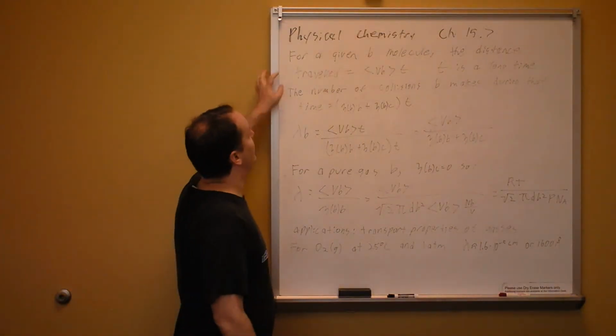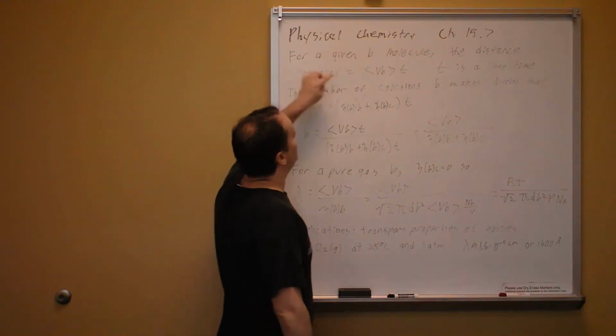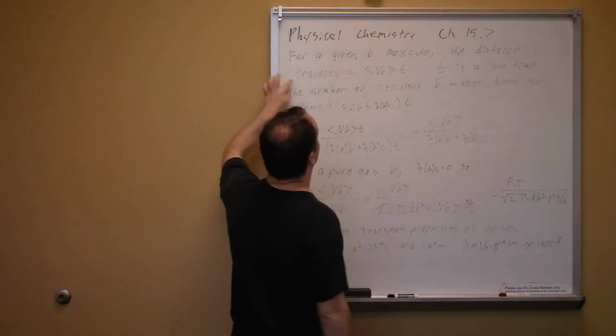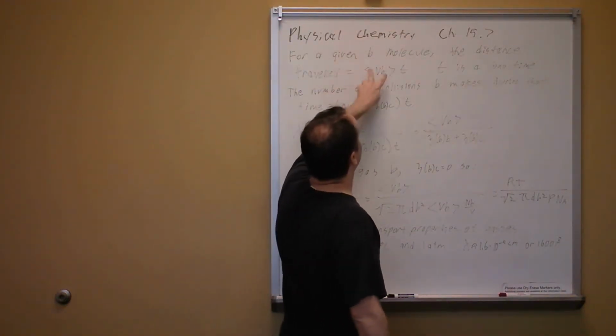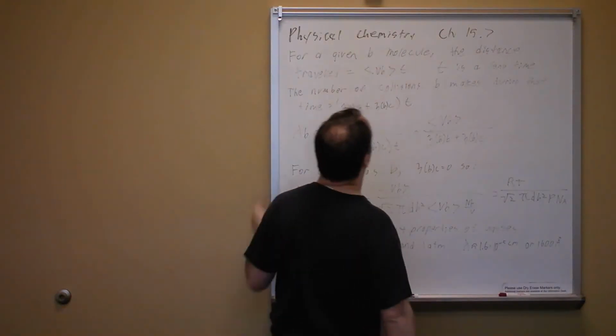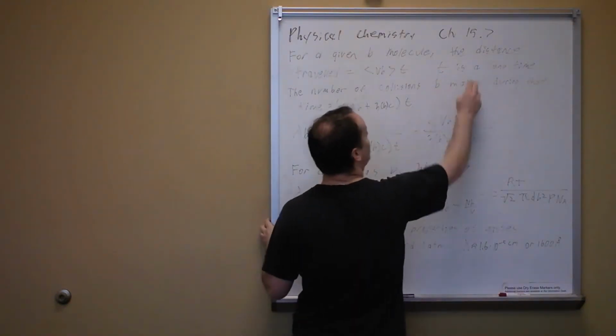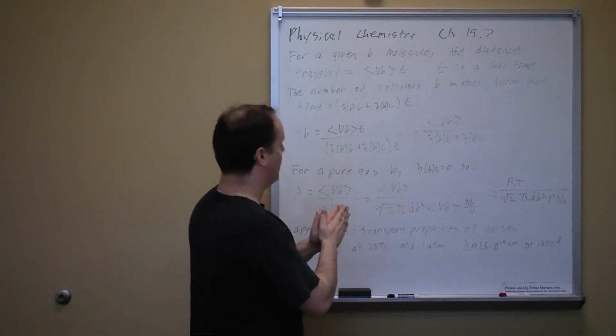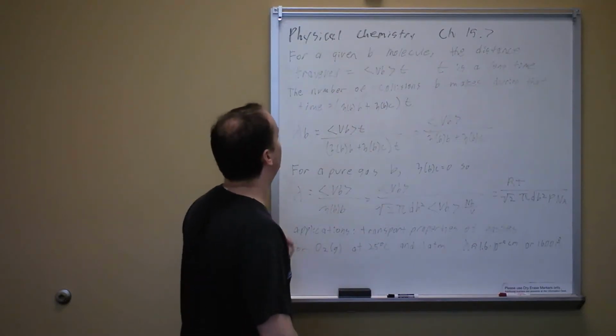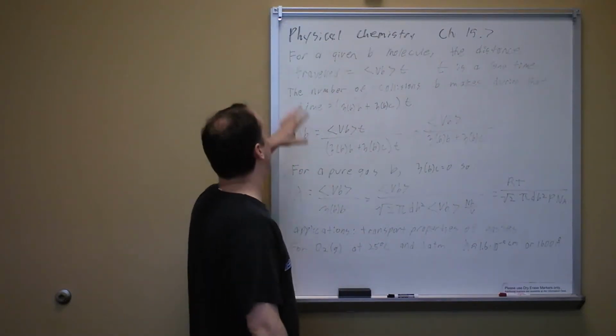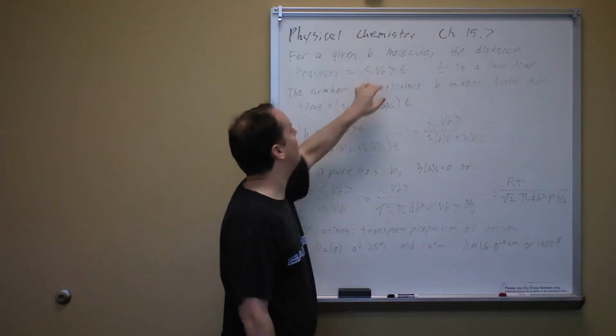Alright, this here is the last of section 7. So if we have a given B molecule, the distance that's traveled is going to be just the average speed of that B molecule times whatever time duration we're talking about. And t is going to have to be a long time, because obviously if you're talking about a really super short time, then you won't have any collisions. I mean, you've got to be realistic to use an average here.